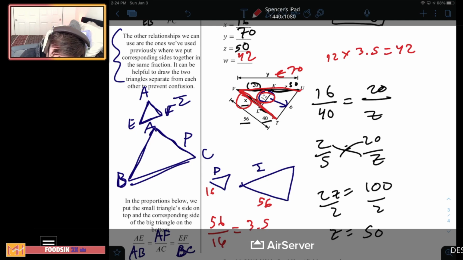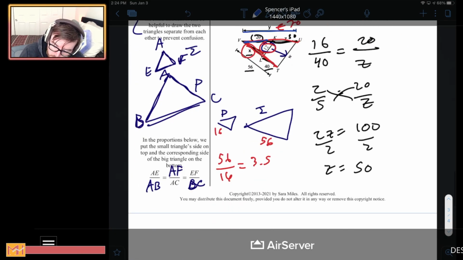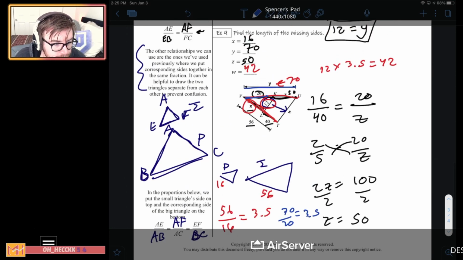But wait a minute, let's do the other one just for fun. What if you decided to use 70 and 20? Well, image, 70, over pre-image, 20, the big over the small. 70 divided by 20, guess what? I get 3.5. I get the same thing. It doesn't matter which way you look at it. And again, 12 times 3.5 gives you 42.